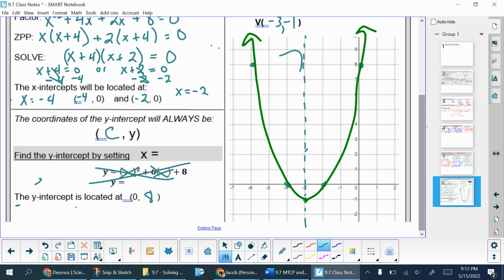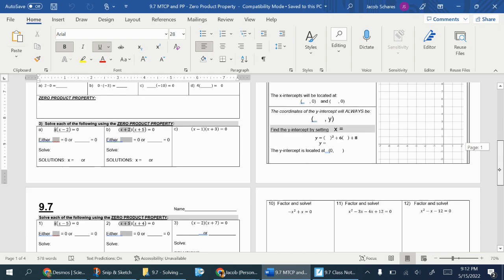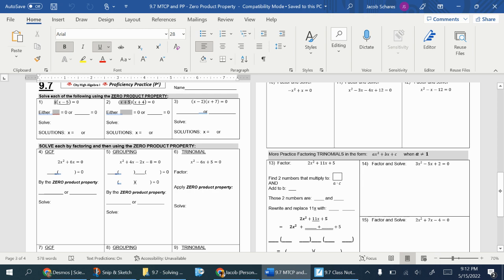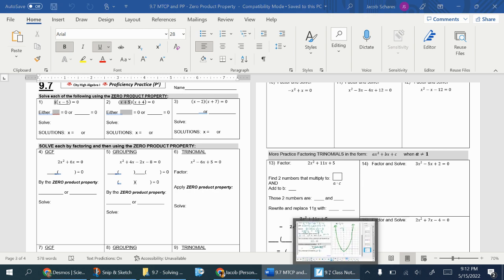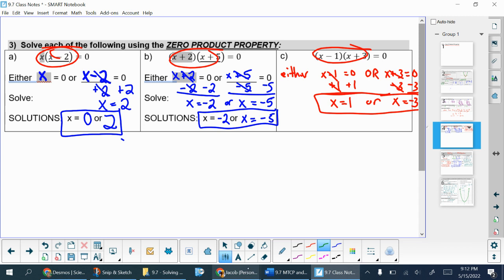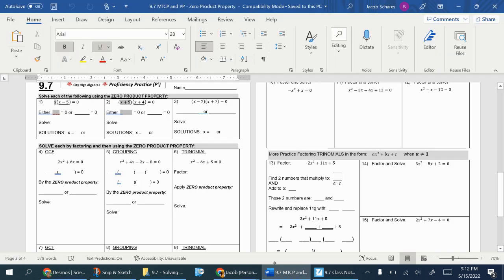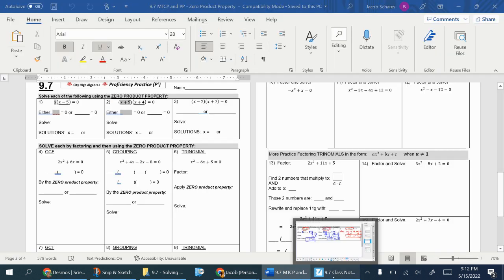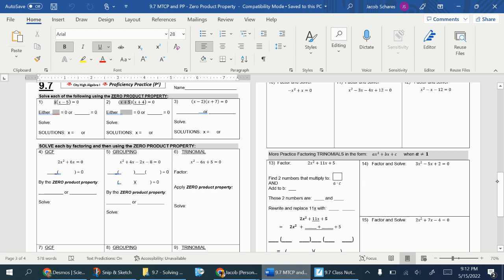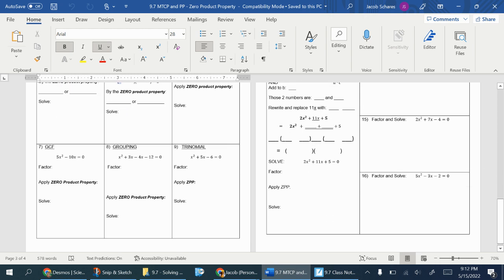So when you do the proficiency practice here, make sure you're looking back. These questions right here are going to go right off of those same exact questions on here, these ones. This next set right here is going to exactly match with these questions here. You've even got GCF, grouping, and then a trinomial. You'll see there's a few more, 2 of each, it looks like.